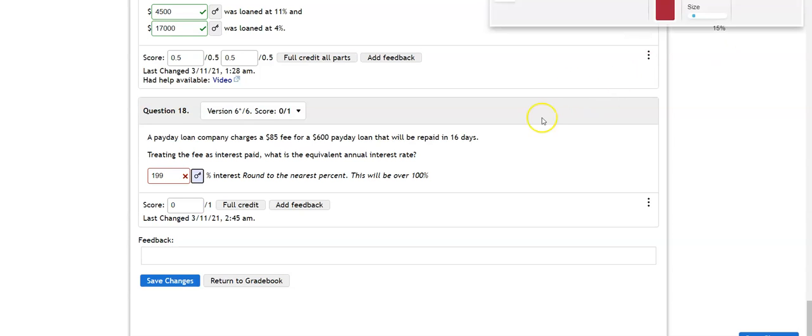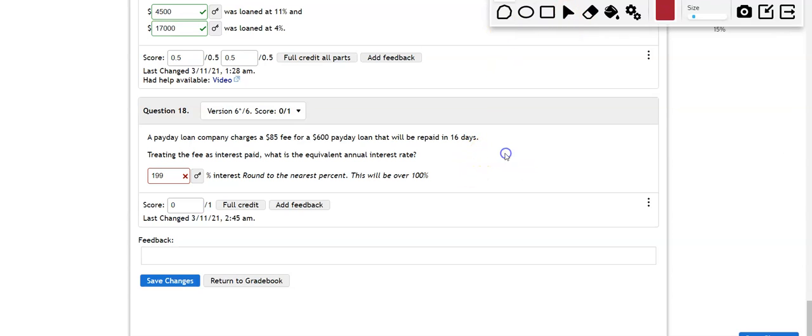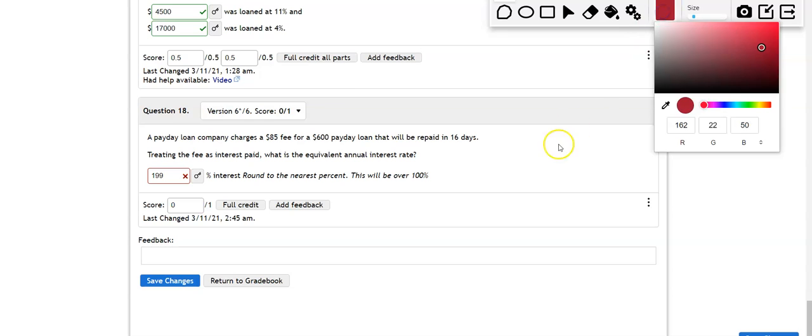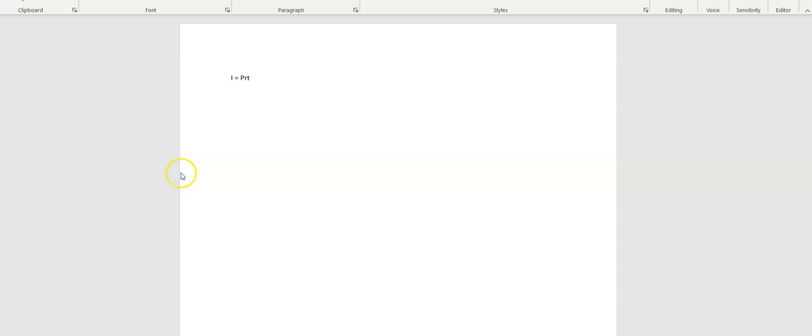So let's go ahead. I couldn't get my little write-on-the-screen thing to work, so I just put the formula here in words. So interest is equal to the principal times the rate times the time.